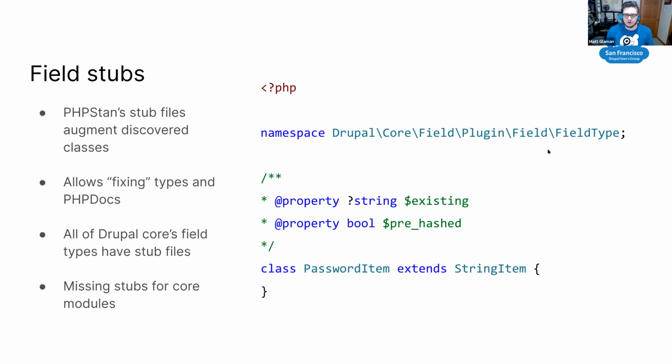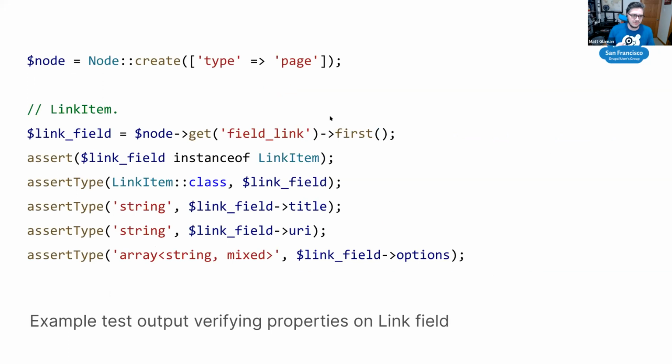It's missing stubs for a bunch of core modules and, again, contrib, which actually has a way to provide its own. But an example of this is you're working in your code and you say link field equals node get field link first, because all fields are actually a list of field items. So first gets you the first field item. And what this will allow you to say is link field title, and PHPStan is aware that it's a string. Link field URI, it's a string. Link field options is an array of mixed, because it could be who knows what.